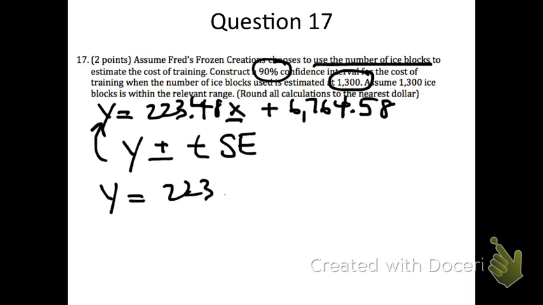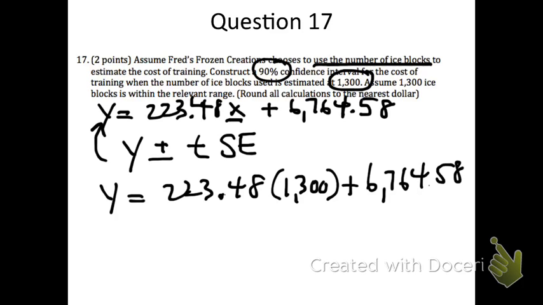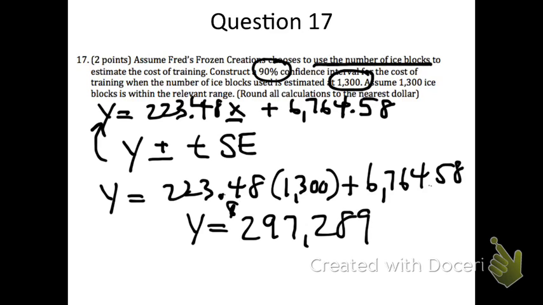Y is 223.48 times 1,300 plus $6,764.58. So our estimate is equal to $297,289, and I think I rounded that, but it doesn't matter. So that's Y. Now we need to find T, which comes from the T table, and it tells us how many standard errors is going to give us the 90%, again adjusted for our sample size.